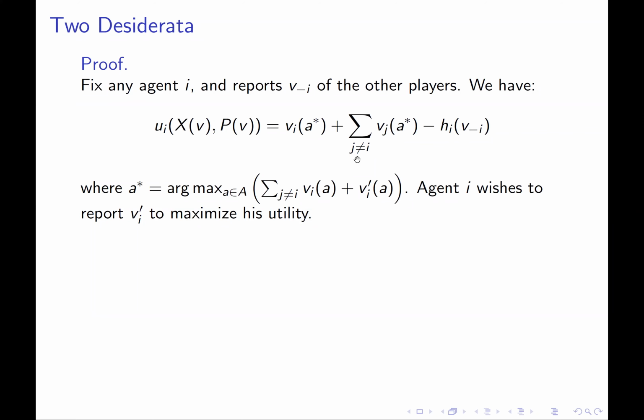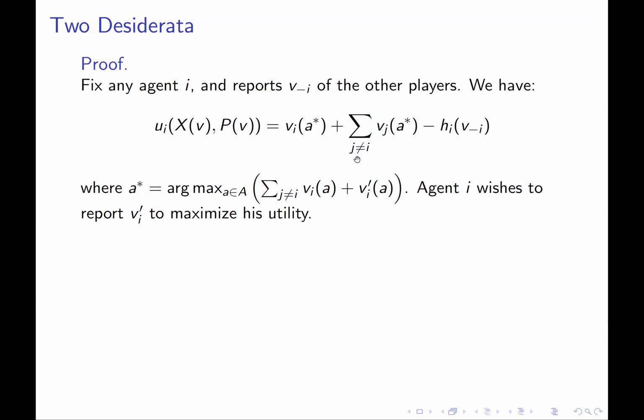Now we can write down player i's utility as a function of their report, right? In particular, it's going to be their valuation for the alternative that the mechanism chooses given their report, minus the payment they're asked to make, right? And if we just remember what the payment rule is for Groves mechanisms, subtracting off the payment corresponds to adding the sum of everyone else's valuation for the alternative that was chosen minus this arbitrary function h of everyone else's reports.